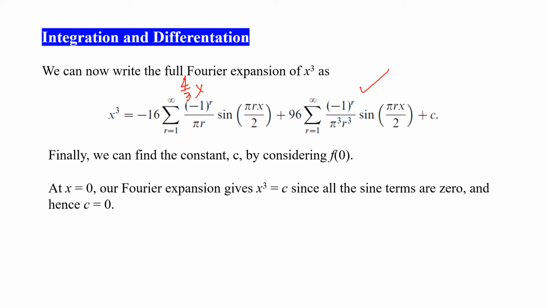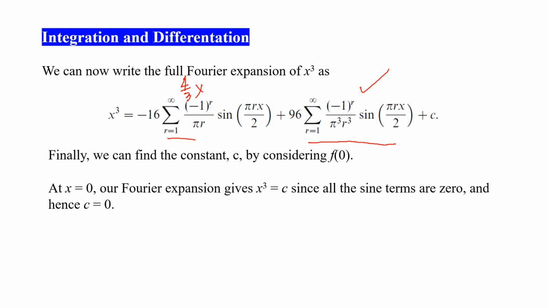So your x cubed is equal to negative 16 times this expression here plus 19 times the sum of this expression here. So this is your Fourier expansion of your x cubed.